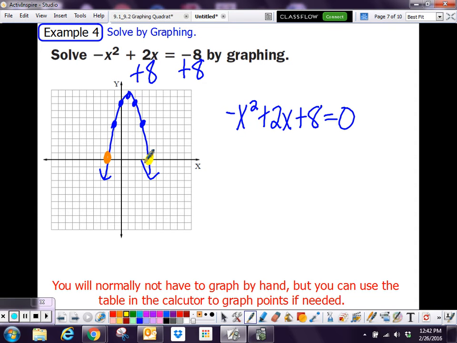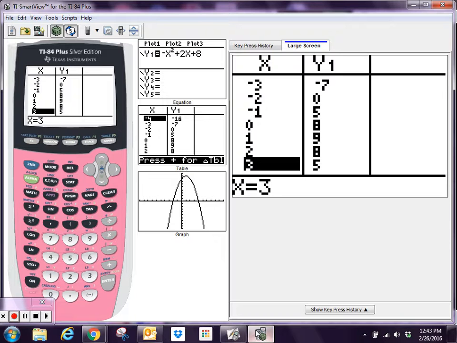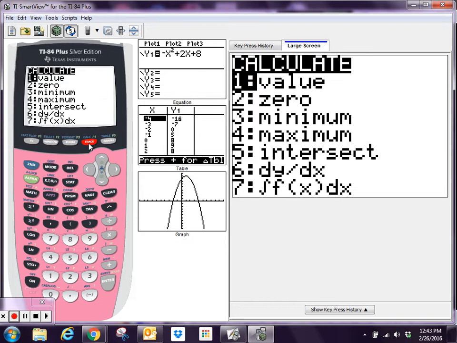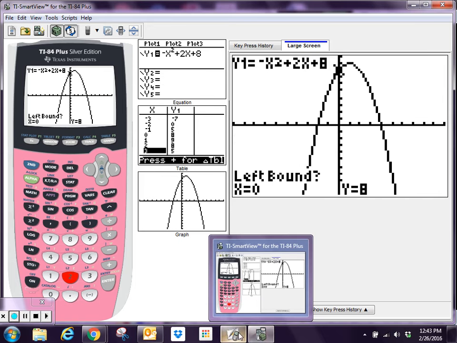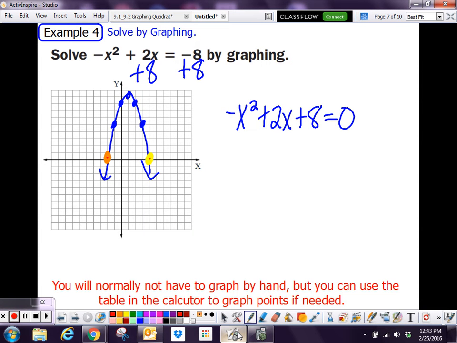Okay. So here's why I wanted to draw a picture of this for you, because you have to now retrack your brain. Okay, we're not looking for vertex anymore. We're looking at solutions. So we're looking at this orange point, and we're looking at this yellow point. Okay, so what I'm going to do is I'm going to go to my calculator, and I'm going to hit second trace. What are we trying to find? We're trying to find the zeros. So I'm going to hit number 2. Okay, and I'm going to go back to my picture real quick so I can show you what I'm talking about. Okay, what I want to do, notice we have 2 solutions. That means we need to calculate this 2 different times. I'm going to look for this orange solution first.